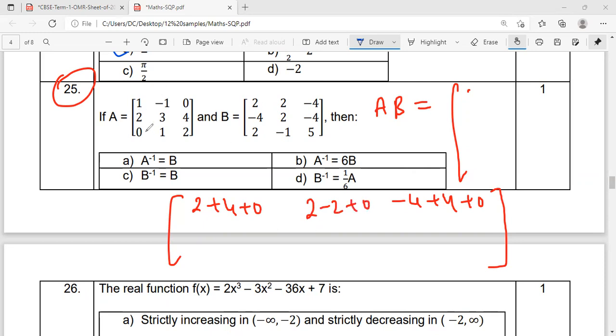Second row, first column: 4 minus 12 plus 8. You take the elements like this and just multiply them column wise. Then the second one: 4 plus 6 minus 4. And then here, minus 8, minus 12, plus 20.